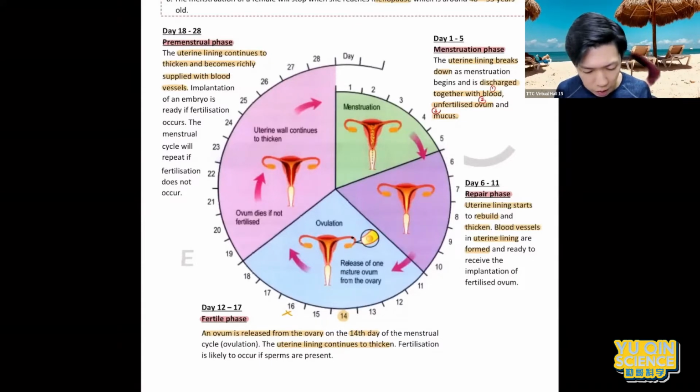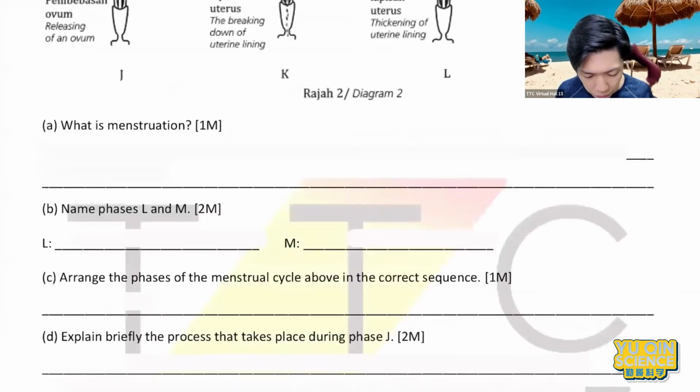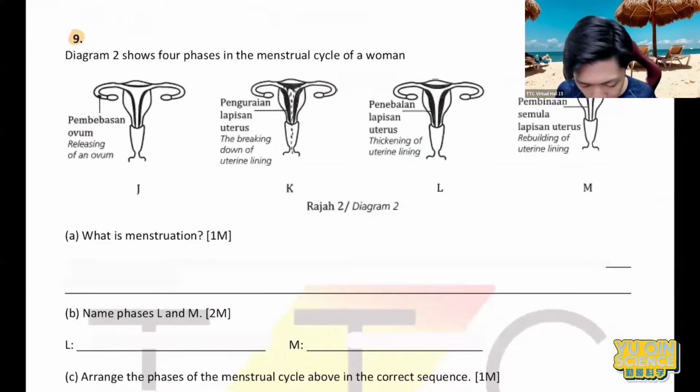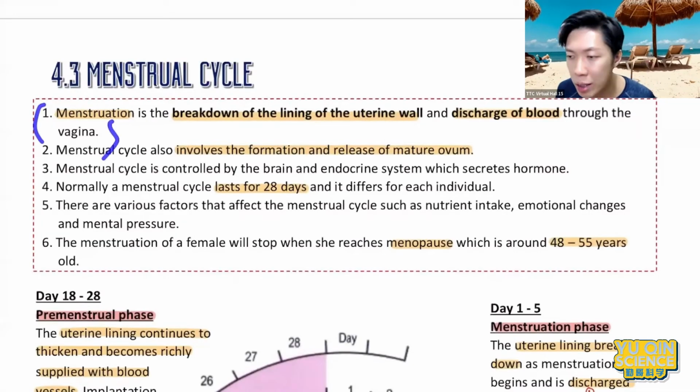Okay, so I think the first question is asking for the definition first. Menstruation, meaning, okay, boom, everybody, sentence number 1, the whole thing. Menstruation is the breakdown of the lining of the uterine wall and discharge of blood through the vagina. So the 2 main points here are breakdown of the uterine wall, and second, discharge of blood. Okay, no problem. That's exactly the definition from the textbook. Then we need to write down the steps. I guess the next one is to write down the steps.